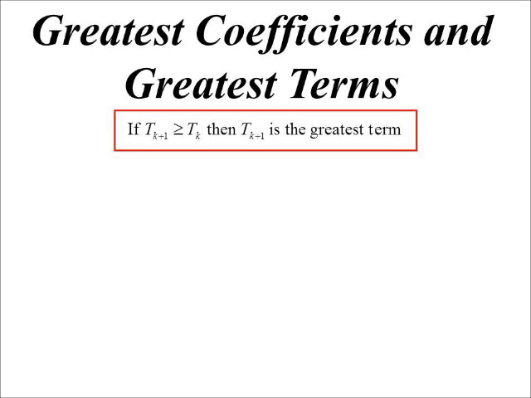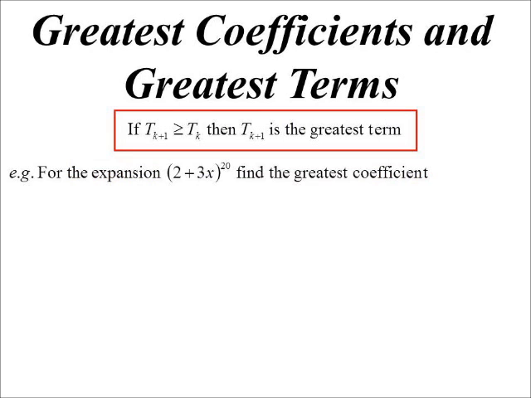But then what we do is we create an equation which will then compare every term next to each other and thus come up with the overall greatest term. So the expansion of (2 + 3x)^20, we want to find the greatest coefficient. And I want to expand the whole thing out.